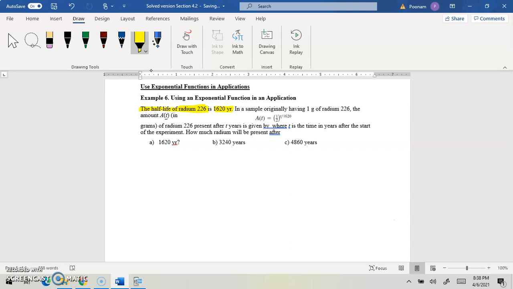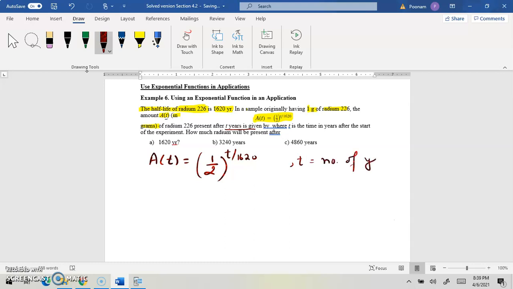So in a sample which is originally 1 gram of radium-226, the amount A of T in grams is given by this function. So we have this function A of T is equal to half raised to power T by 1620 in T number of years. So T here is number of years after the start of the experiment.